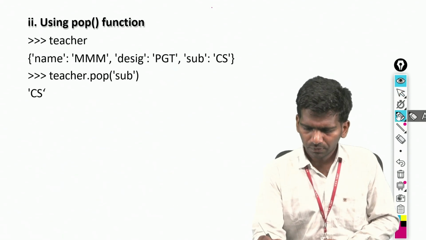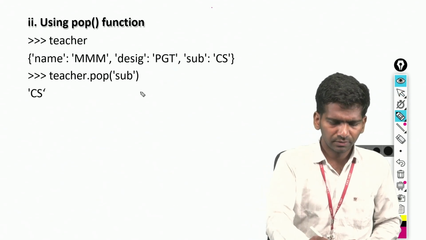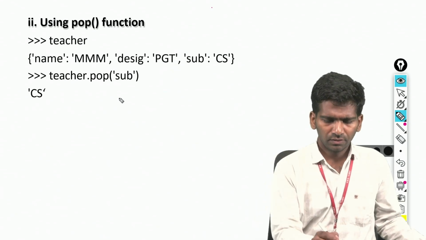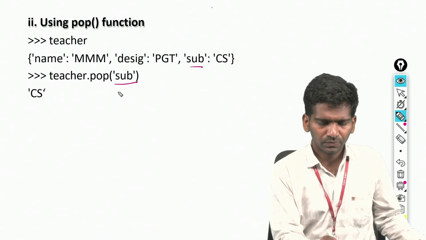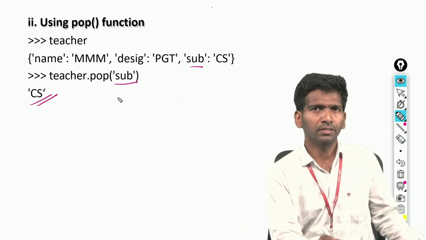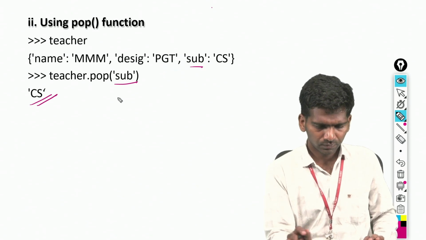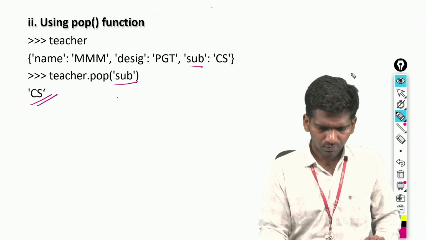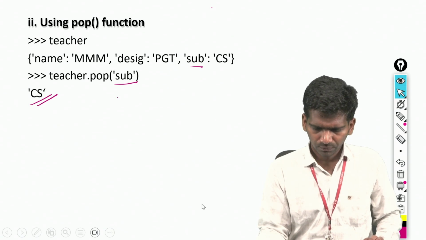Next, pop. So in pop, what is happening? You just give the key value. Then what is getting popped? The value is getting popped. You can apply pop also.